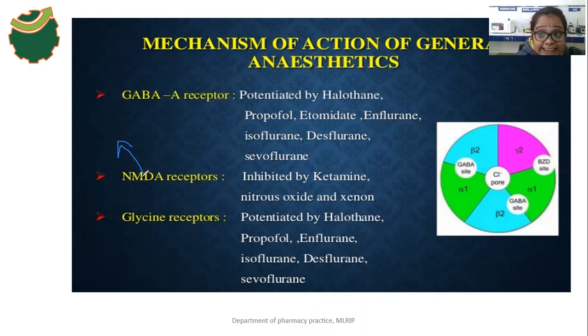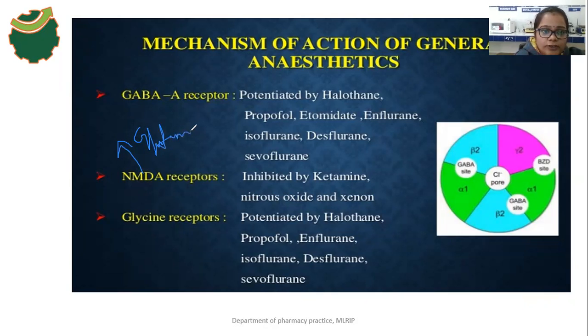It is an excitatory NMDA type of glutamate receptor. Here, the glutamate is what? It is an excitatory neurotransmitter. GABA is an inhibitory neurotransmitter, and glutamate is an excitatory neurotransmitter.